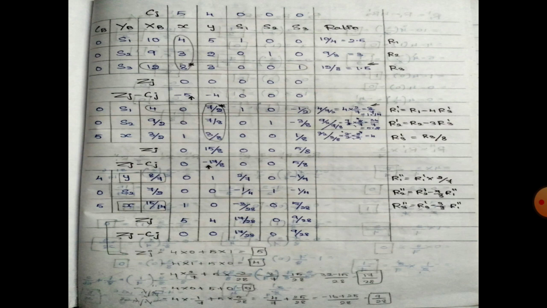The next one is 4 into 0 plus 5 into 0. So both the values are 0, so it will be 0. The next is 4 into minus 1 by 7 plus 5 into 5 by 28. So minus 4 by 7 plus 25 by 28. So 28 is your LCM, means minus 16 plus 25. So 9 by 28 is your answer. So ZJ you have calculated.